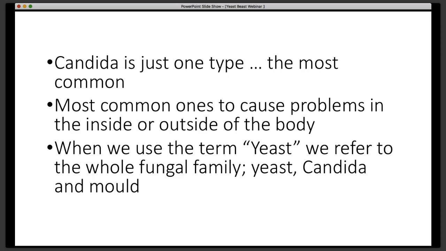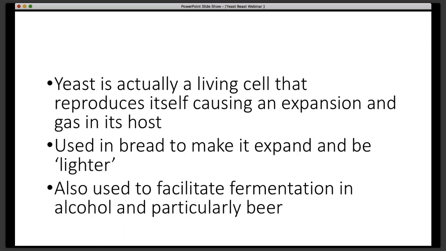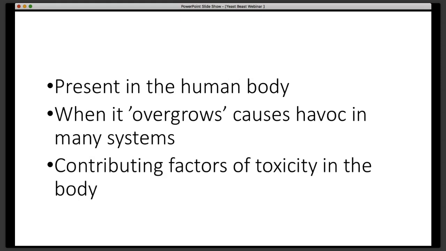Now, when we use the term yeast, we refer to the whole fungal family, yeast, candida, and mold, which I've already mentioned. The yeast is actually a living cell that reproduces itself, causing an expansion and gas in its host. That's why we use it in bread, to make it expand and be lighter and to taste better. It can also be used to facilitate fermentation in the manufacture of alcohol, particularly beer. It is present in the human body, in all of us. When it overgrows, it can cause havoc in many of the systems of the body. It's also one of the contributing factors of toxicity in the body. There are many factors of toxicity, but Candida is one of them.